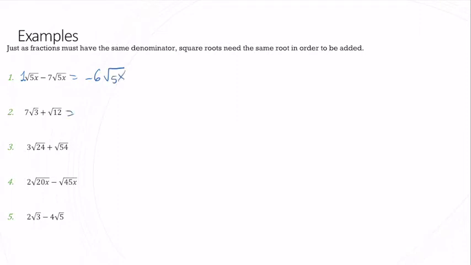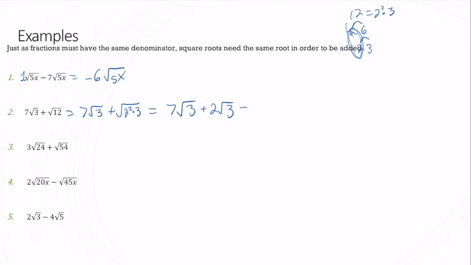Now let's try this again. I have 7 square root of 3 plus square root of 12. Well, 12 factors into a 2 and a 6, and a 2 and a 3. So I have 2 squared times 3. And I'm collecting squares because I'm taking the square root. If I was taking the cube root, I'd want to collect cubes. So I have 7 square root of 3 plus the square root of 2 squared times 3. That gives me 7 square root of 3 plus 2 square root of 3. Because that 2 moves to the outside, square roots undo squares. So I have 9 square root of 3.